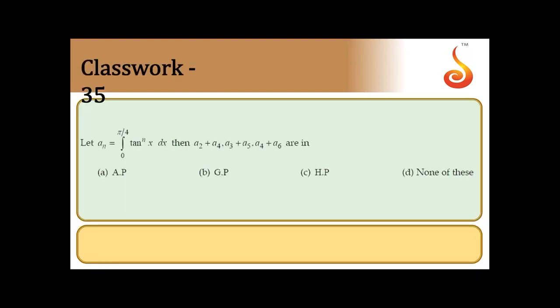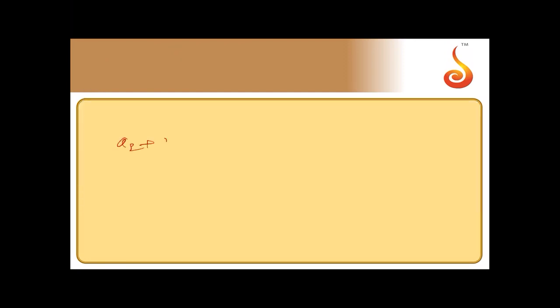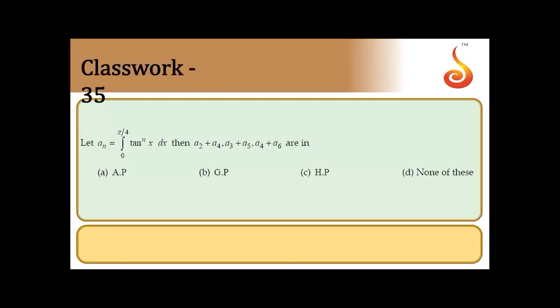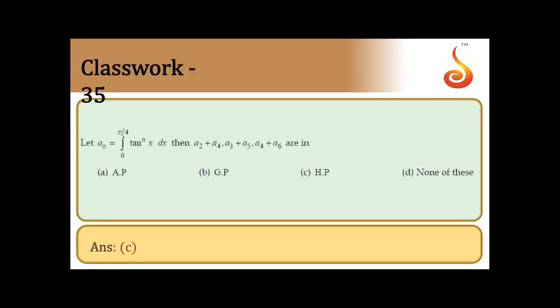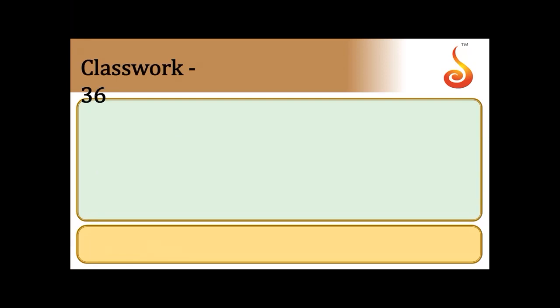So the answer is 0. Coming to the next one, integration 0 to pi by 4 tan power n x. Just now we had seen a2 plus a4. a2 plus a4 will be equal to 1 divided by 3. And a3 plus a5, definitely it is 1 by 4. And a4 plus a6 is equal to 1 by 5. And these denominators are in AP, therefore the overall numbers are in harmonic progression. So 1 by 3, 1 by 4, 1 by 5 are in harmonic progression.